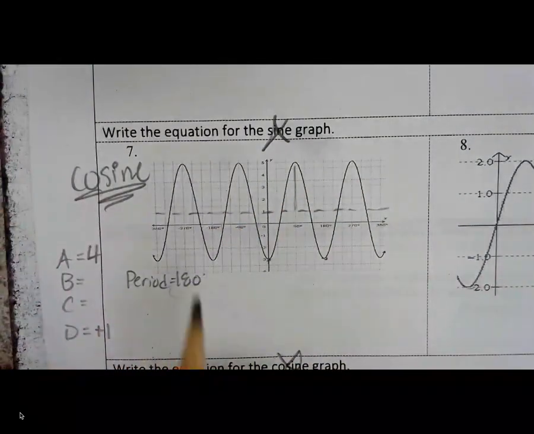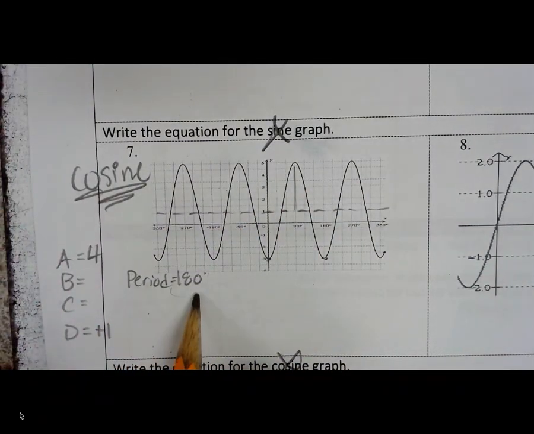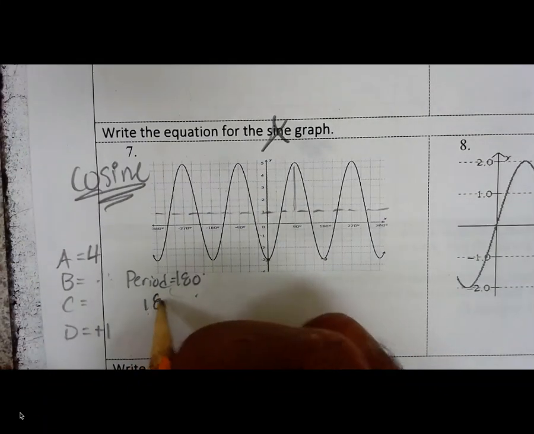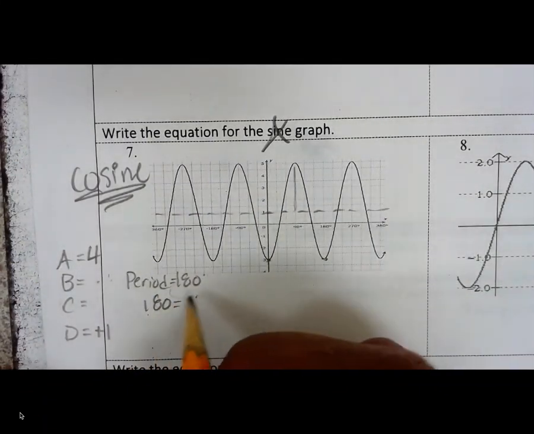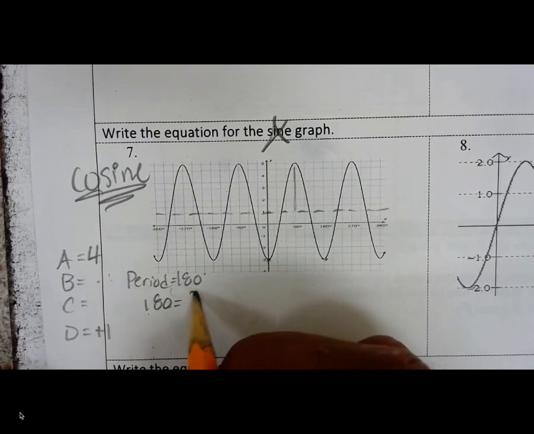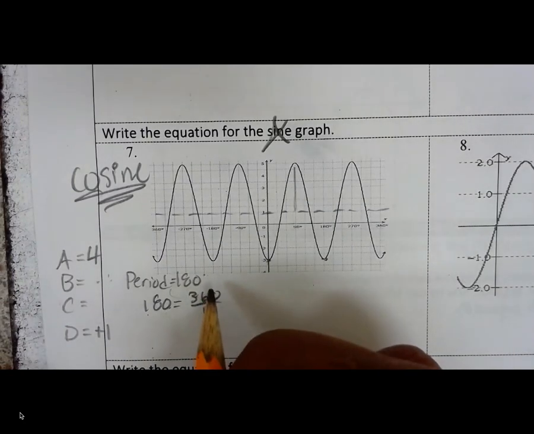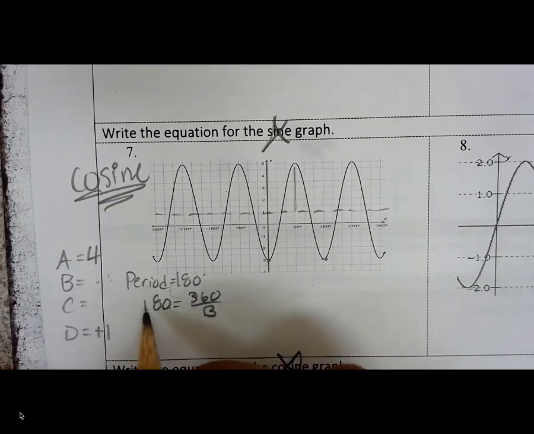Now, remember what I told you: in order to find the period, you take 360 or 2 pi and divide it by B. So we're going to use that to find the B value. If I have 180, what I did to get that was take 360 and divide it by the B value. So you have to think, what did I divide 360 by to get 180?